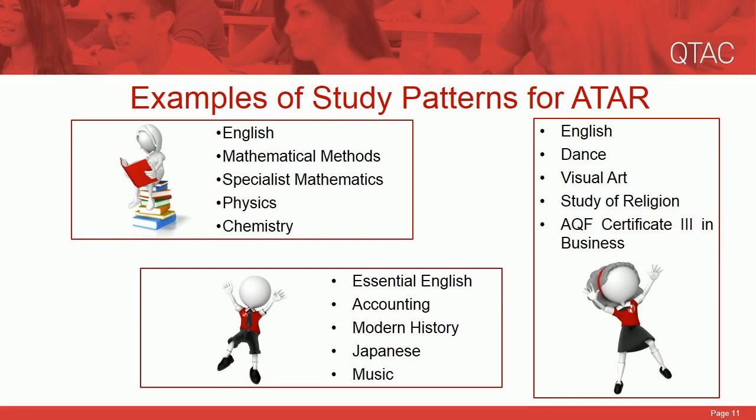Keep in mind, many students will study more than 5 subjects in Year 12, and in order to gain an ATAR, only the top 5 subject results will be used. Students need to pass English, but if it isn't in their top 5 results, it won't be used to calculate their ATAR.